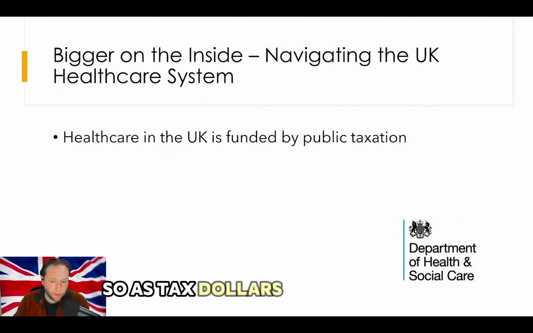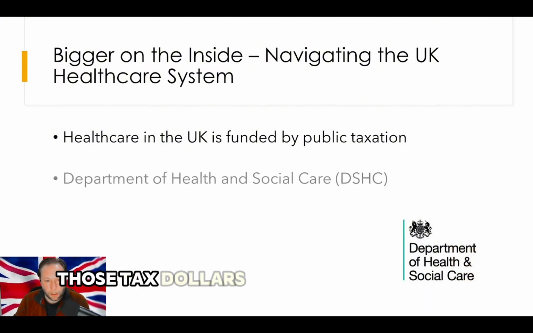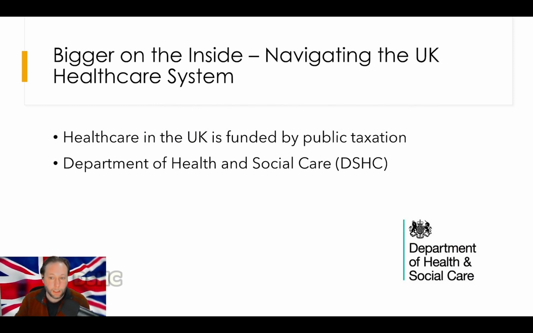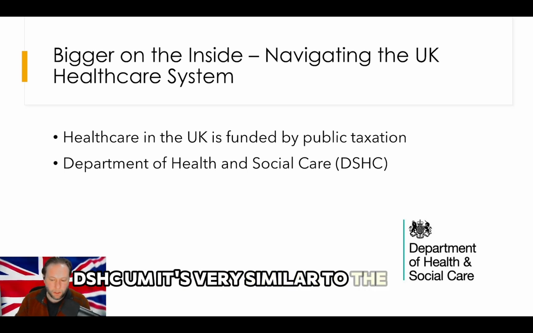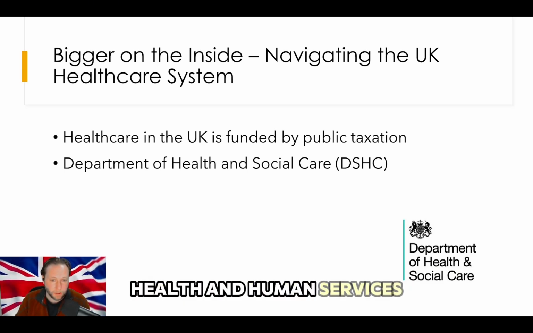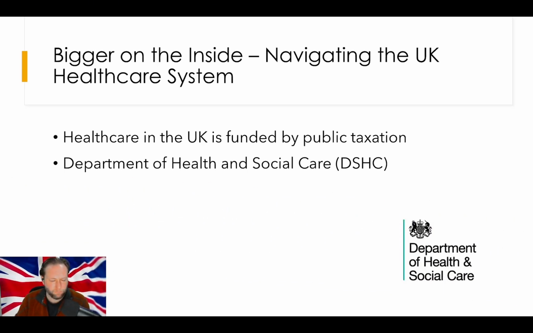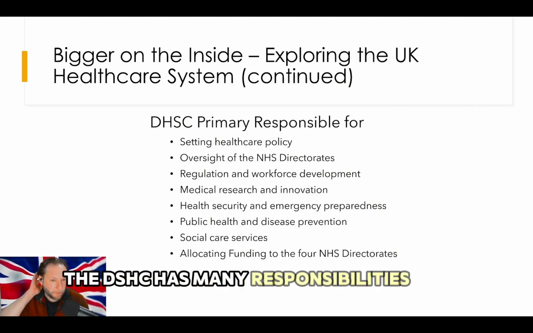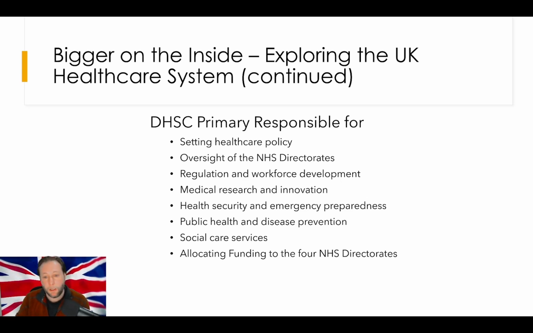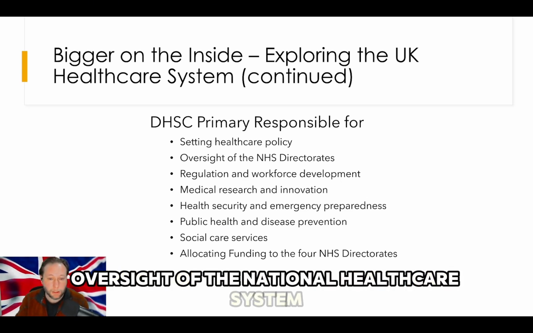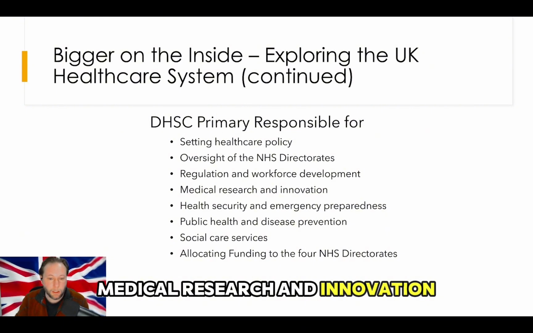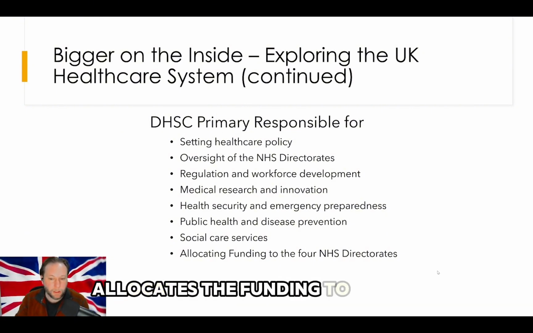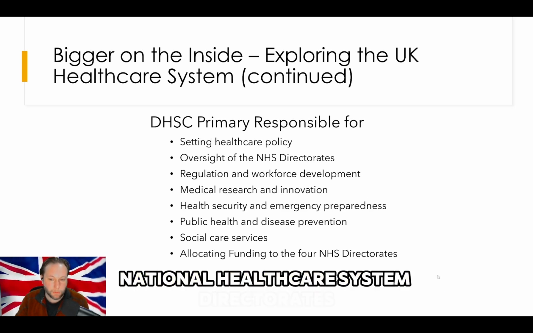So, as tax dollars are collected, those tax dollars allocated for healthcare are distributed to the Department of Health and Social Care, DHSC. It's very similar to the United States Department of Health and Human Services. The DHSC has many responsibilities, from setting healthcare policy, oversight of the national healthcare system, medical research and innovation, social care services, but it also allocates the funding to the 4 national healthcare system directorates.